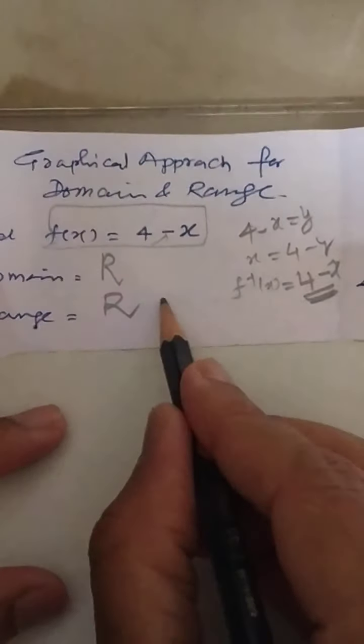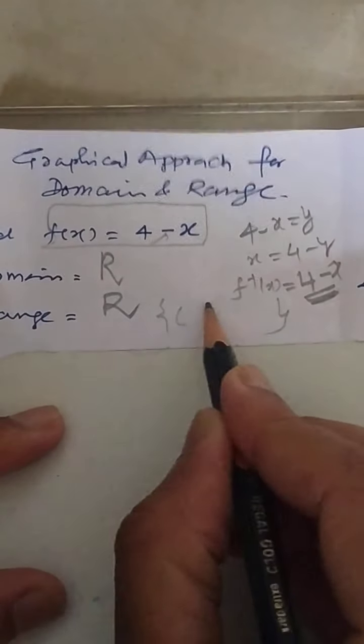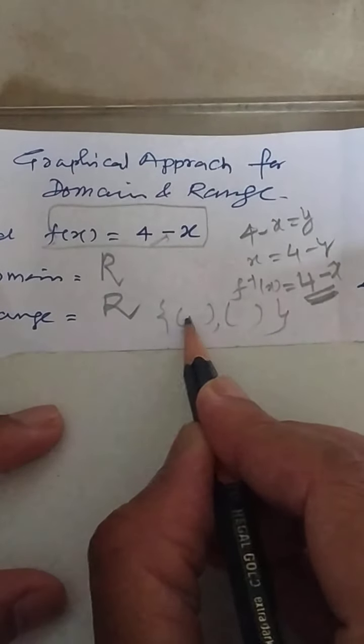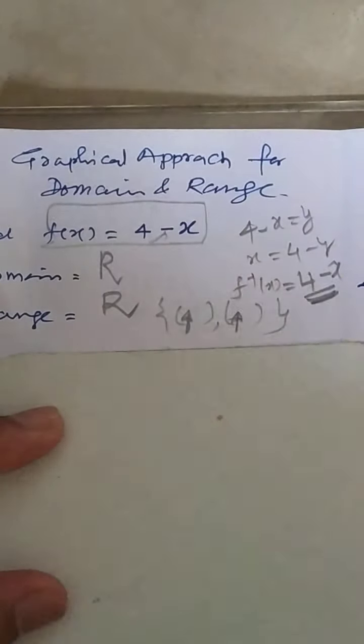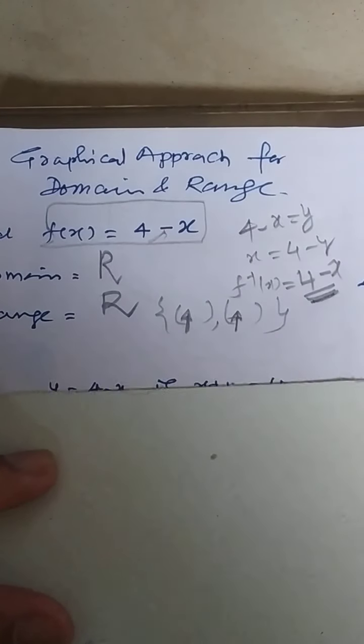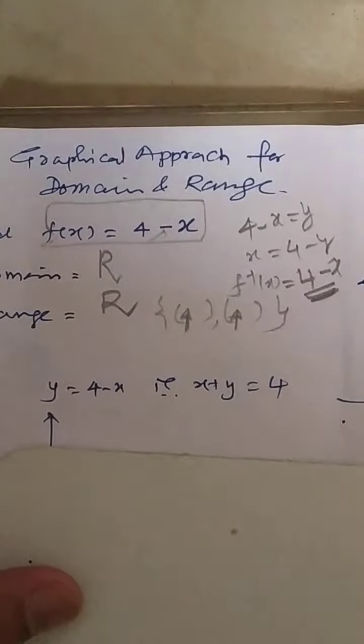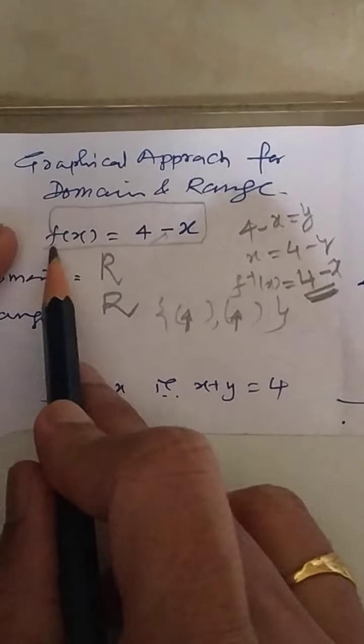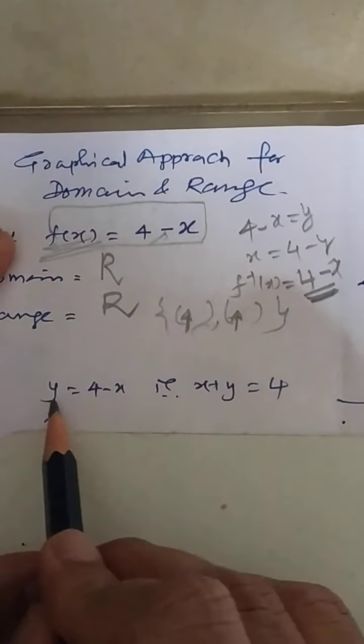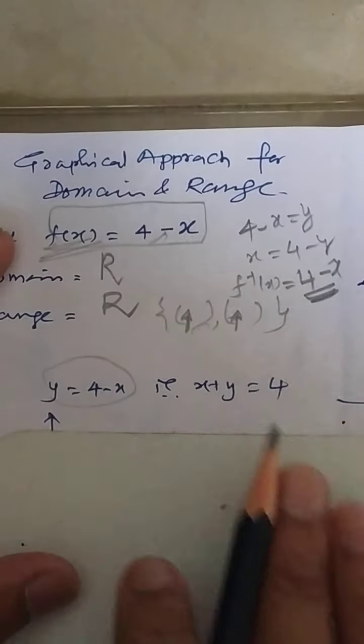We have learned a pointwise technique also. We can write an ordered pair like this. The x component is nothing but the domain and the y component is nothing but the range. Now what I am doing, I'm just trying to get the graph for this function. f of x is nothing but y. So y will be equal to 4 minus x.